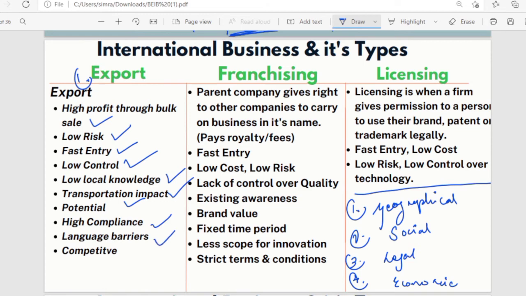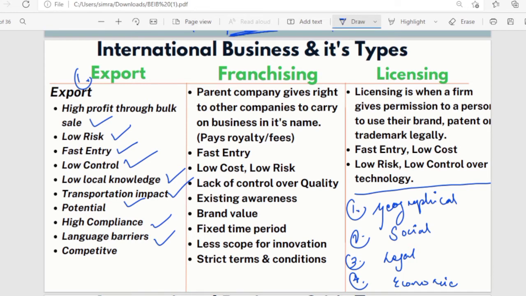Language barriers. Now, if you're exporting products to some foreign country, say the UK, you need to know English, right? If you're selling to, say, France, you need to know French. So obviously there is going to be a language barrier.